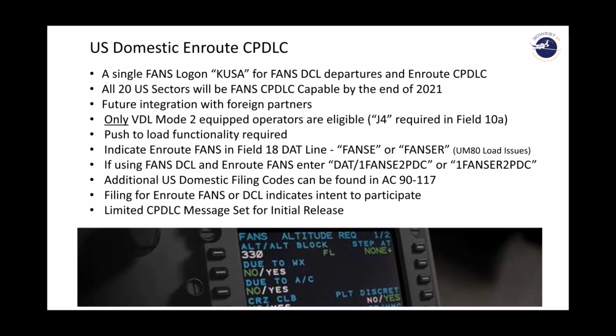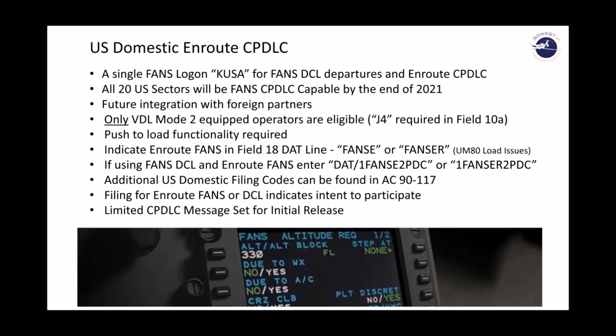So as the sectors that are along the borders are activated, the FAA is looking at introducing the integration to hand off to those foreign or U.S. oceanic sectors as well. One of the main differences for U.S. domestic enroute CPDLC as opposed to CPDLC everywhere else in the world is that only VDL Mode 2 equipped operators are eligible to use U.S. domestic enroute CPDLC. That is indicated by the Juliet 4 filing in Field 10A of your ICAO flight plan. So only VDL Mode 2 is the media that can be used.